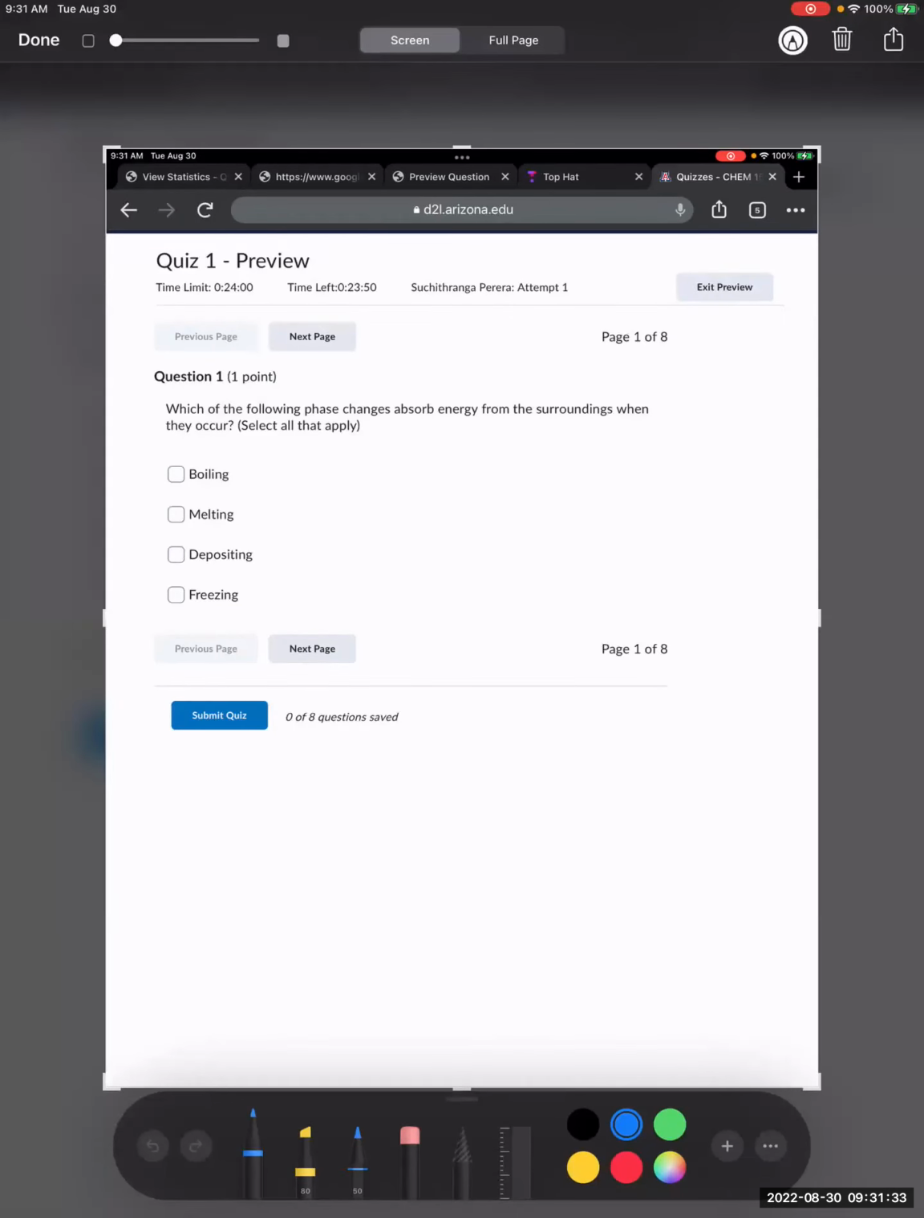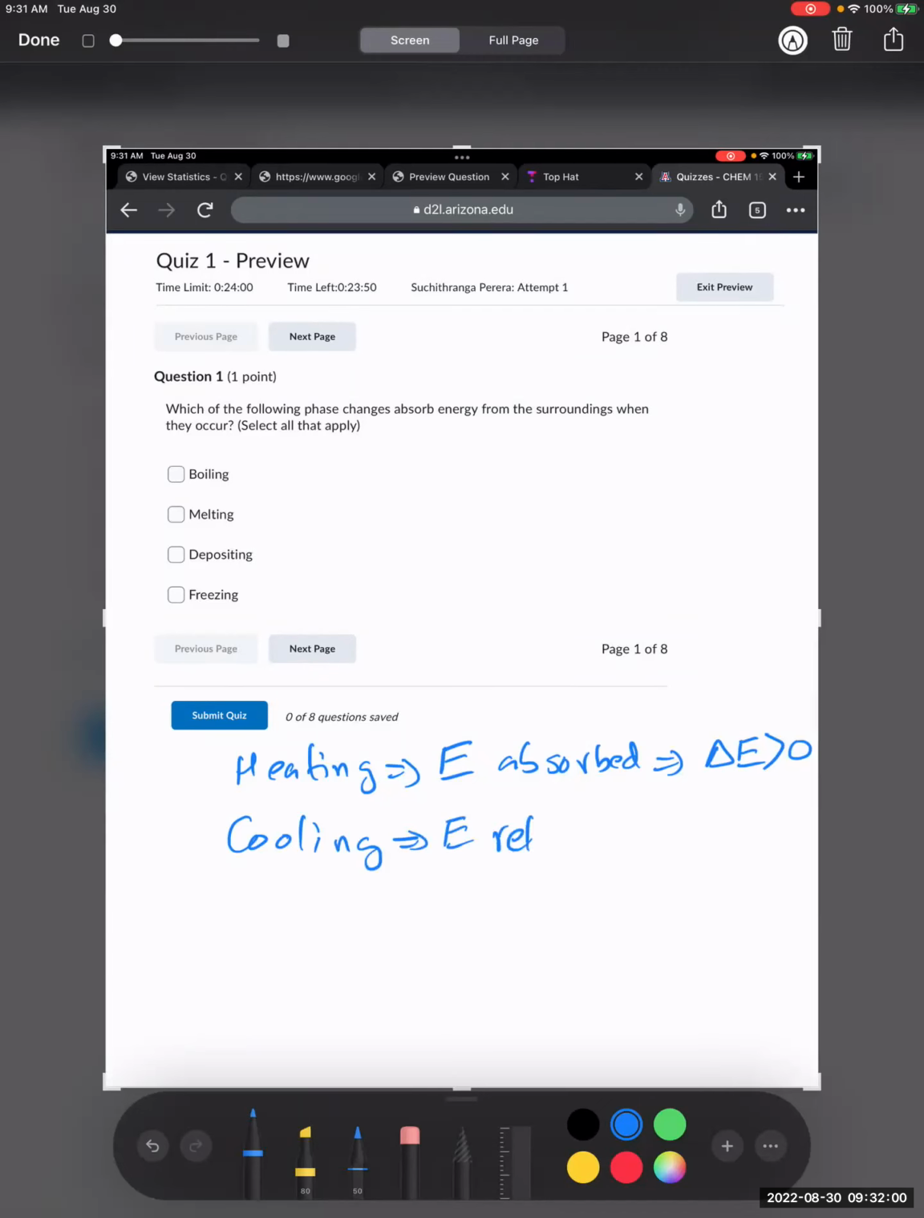So, we can think about heating and cooling, right? If you're heating, then energy is absorbed by the system, and delta E, or the change in energy, will be greater than 0. And if you are cooling, on the other hand, energy is released from the system because we are taking away energy from the system. By convention, the change in energy is less than 0, or negative. That's the idea. Now, the question is, which of the following phase changes absorb energy?